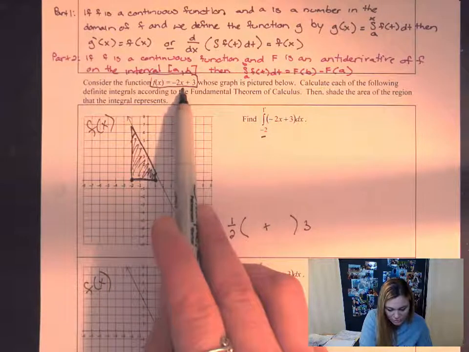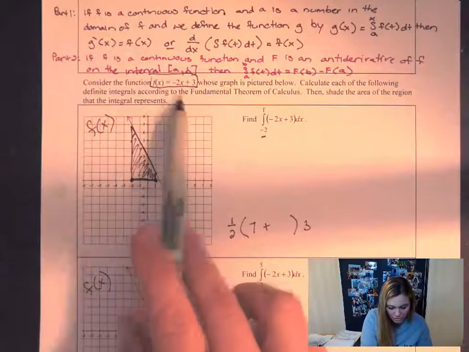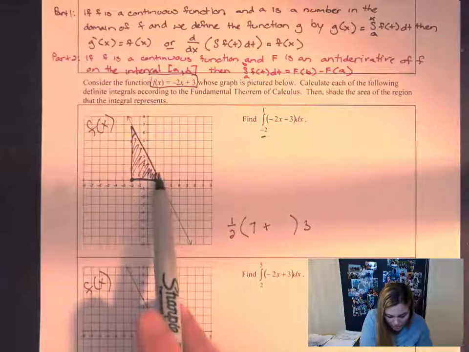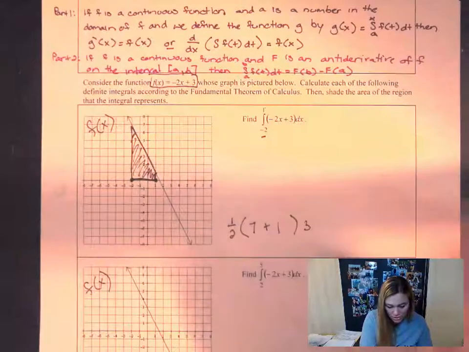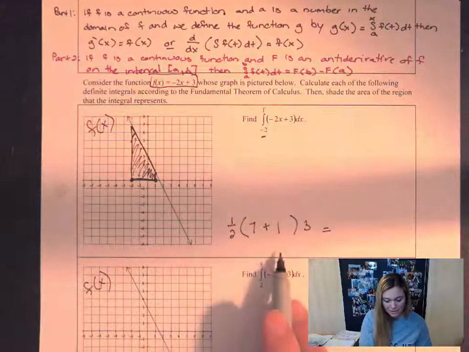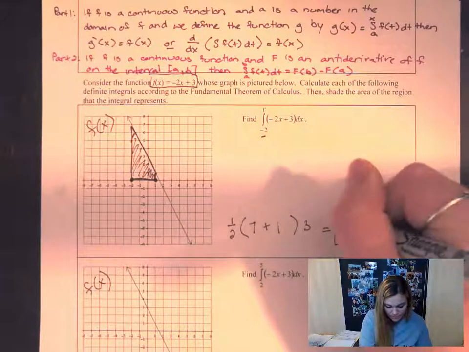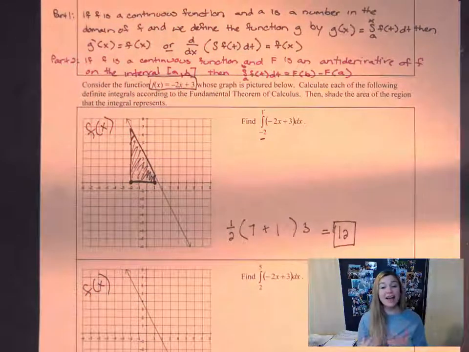-2 times -2 is 4, plus 3 is 7. The function value at 1, -1 plus 3, is 2. Yeah, it's right here. So this area is something that I know. 1/2 times 9 would be 4.5, times 3 is 13.5. So I could actually find the area.